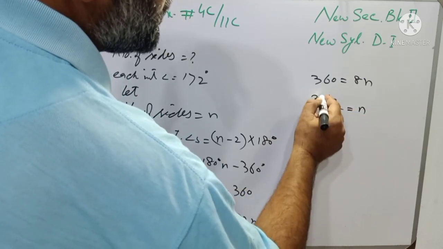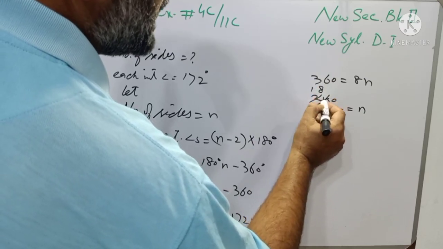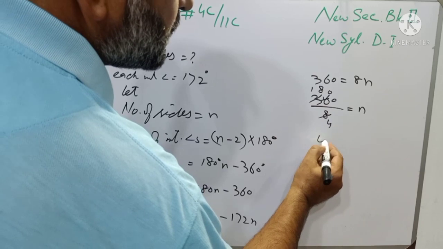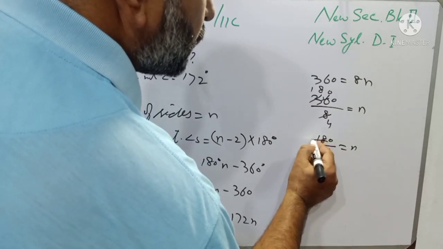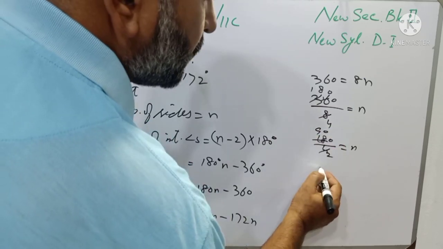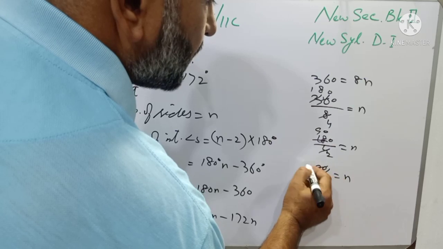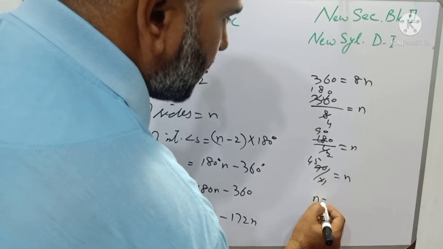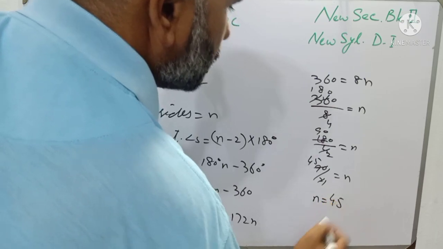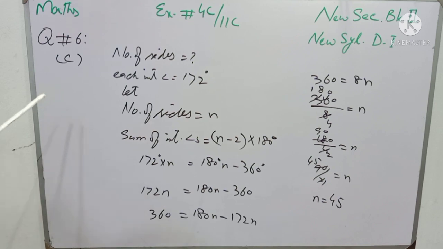2 4s are 8, 2 1s are 2, 1 carry, 2 8s are 16, and 2 zeros are 0. So it is 180 over 4 is equal to n. 2 2s are 4, 2 9s are 18, 2 zeros are 0. 90 over 2 is equal to n. 2 1s are 2, 2 4s are 8, 1 carry, 2 5s are 10. So the number of sides is equal to 45, and it is C part of the same question.